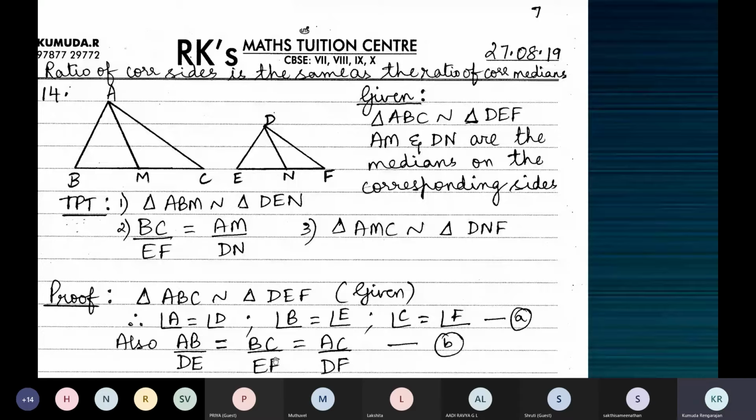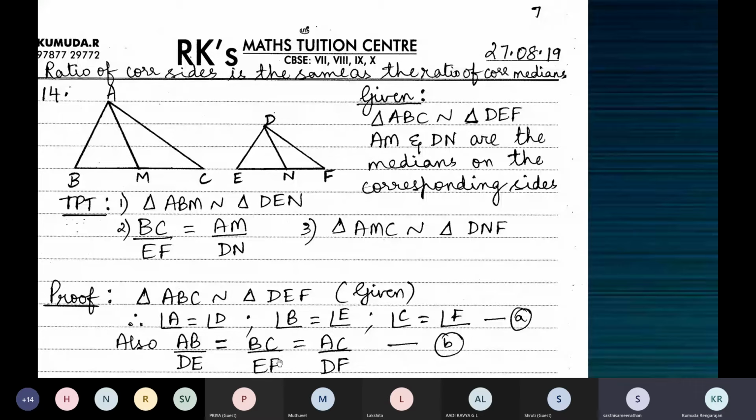BC by EF should be modified, meaning you must make some changes so that you introduce the sides of triangles ABM and DEN. So with BC you can get BM and with EF you can get EN. Yes or no, children? Yes, ma'am. We can take BC by 2 by EF by 2.